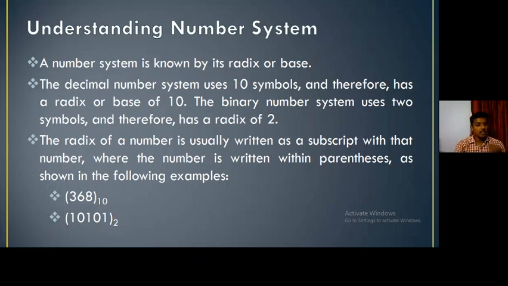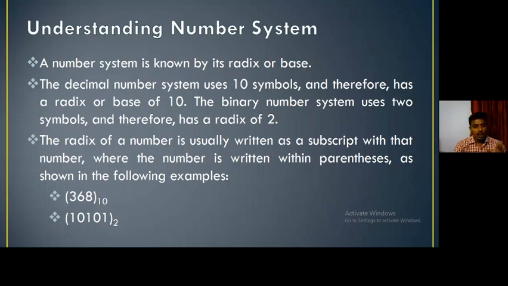In the case of the hexadecimal number system, the base is 16 because it contains 16 symbols, that is 0 to 15, or we can say 0 to F, because from 0 to 9, after that from 10 onwards we say A, B, C, D, E, F. Okay, clear?